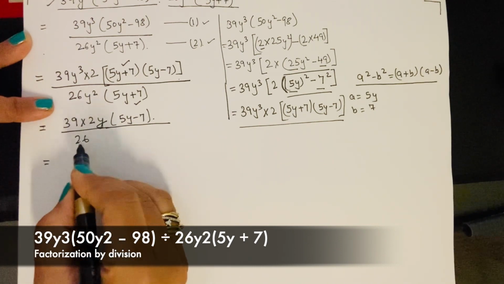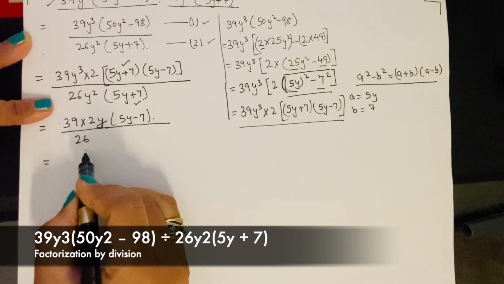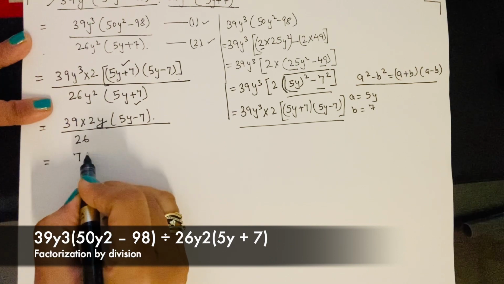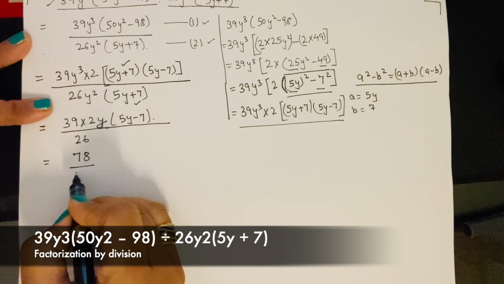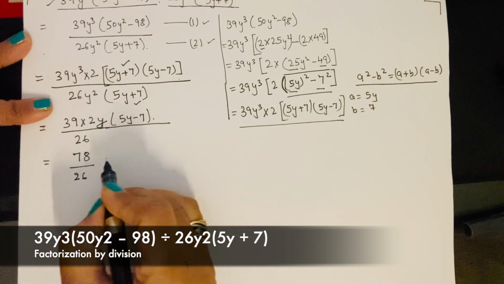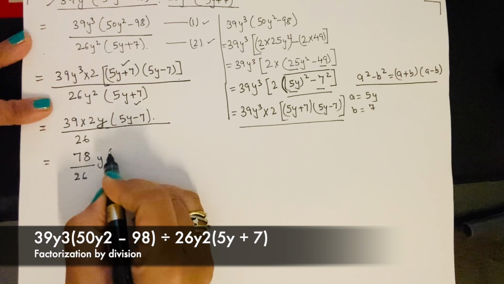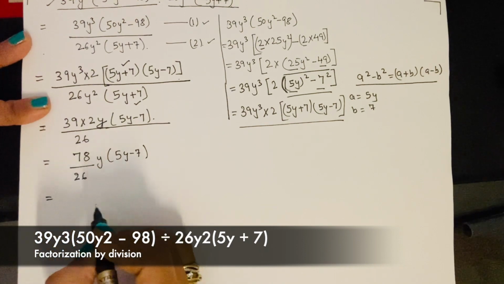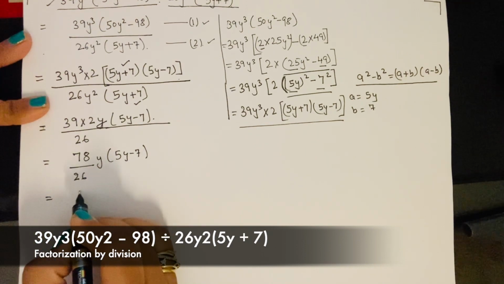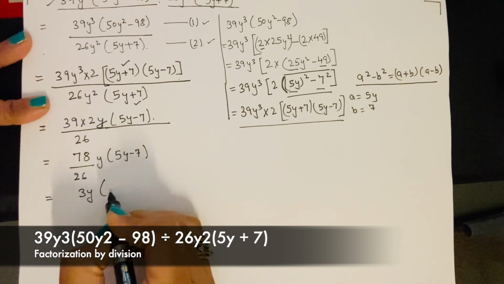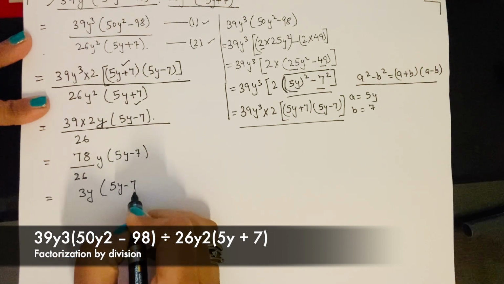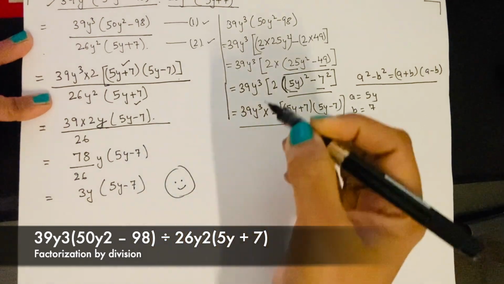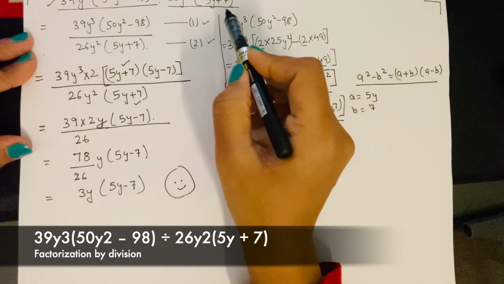When we multiply 39 by 2, what do we get? That is 78 divided by 26, y, and then 5y minus 7. Now this is only simple calculation. There we get 3y times 5y minus 7 as our answer. I find it very easy to calculate.